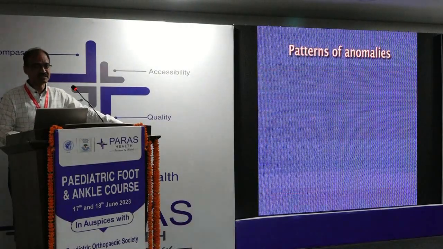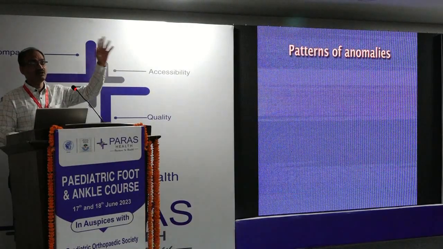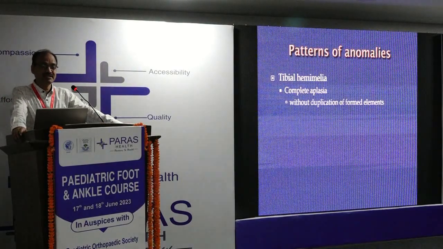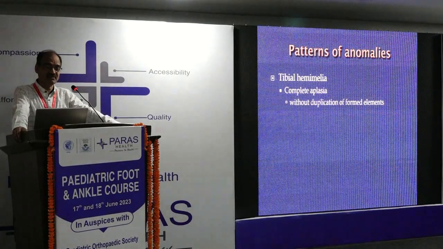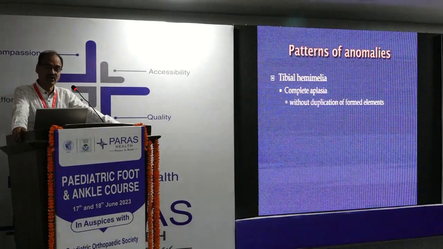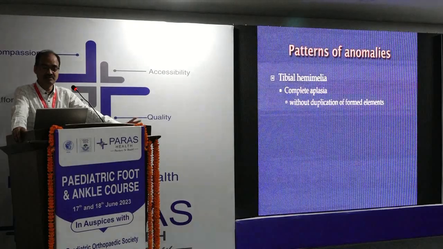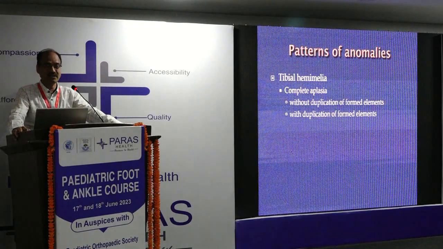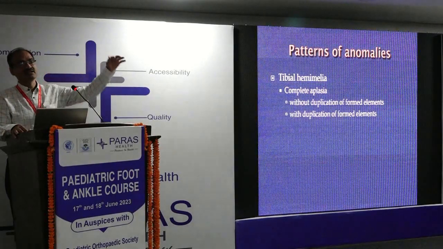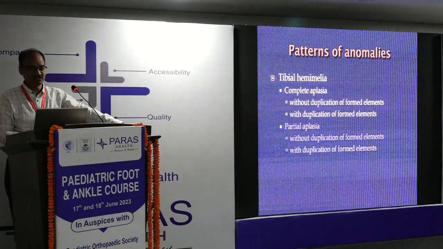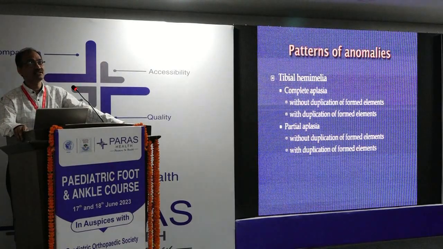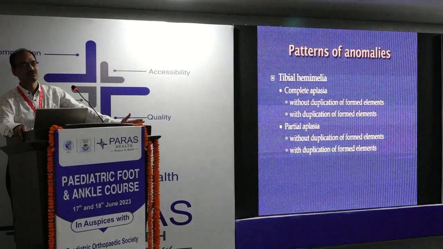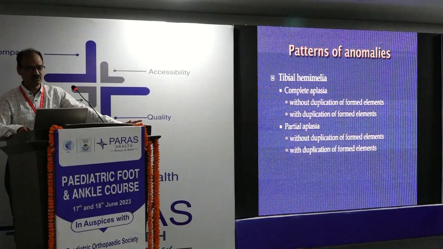I'm not giving an example of that. But these are the overall types of the deficiency. There are more patterns. The pattern is whether the tibia is completely absent, associated with or without duplication. Without duplication means there will be 5 rays without duplicated elements, or it will be present with duplication of the foot elements. There will be more than 6, 7 or 8 metatarsals and phalanges. Or the partial tibial hemimelia may be present with 5 rays or 6, 7, 8 rays, with duplication or without duplication.